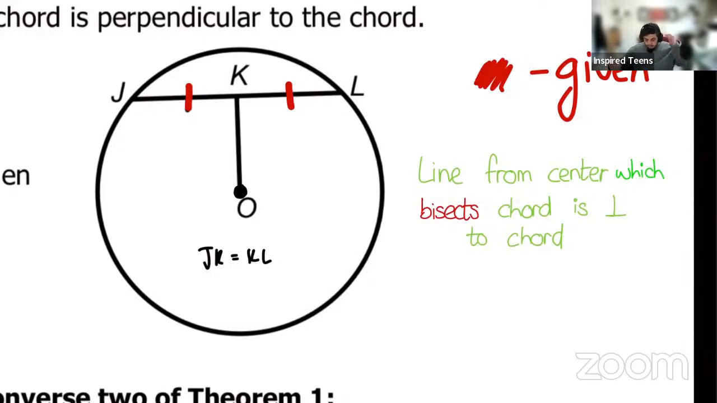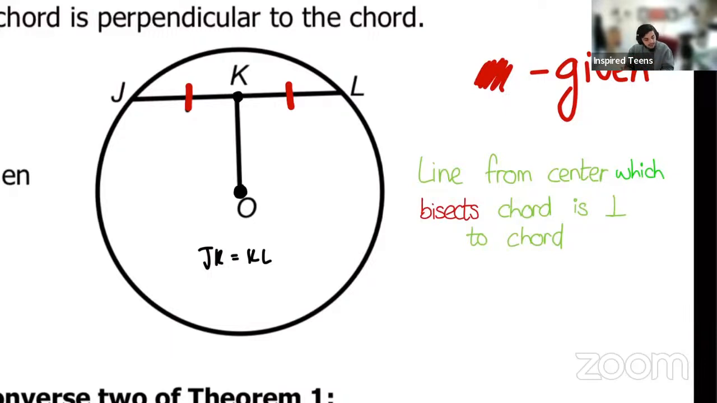Now, you'll notice that this line from the center, O, would be a radius if it were continued right till there. But where it touches this chord, it is the point that's halfway between J and L. It is point K, which splits JL into two halves. So we can say that OK bisects JL. OK cuts JL into two equal parts. I think we can all agree on that. That's what these lines mean.